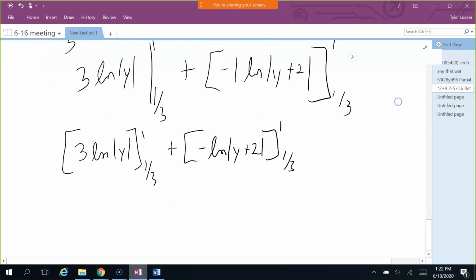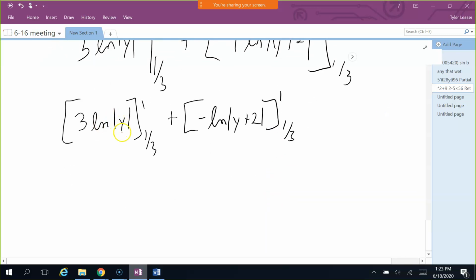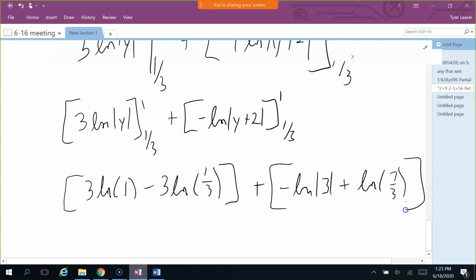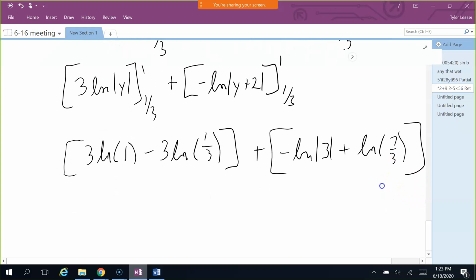Okay, so then we just plug in the limits. So we're going to plug 1 into this first one. So I'll just write it all out. So it's going to be 3 natural log of 1. That is going to come out to be 0. Minus 3 natural log of 1/3. Plus, same thing with this other bracket over here. We're going to plug 1 in, which is going to be negative natural log of 3. And then plus natural log of 1/3 plus 2 is 7/3. You can drop the absolute value, right? Because you know the number on the inside is positive anyway.